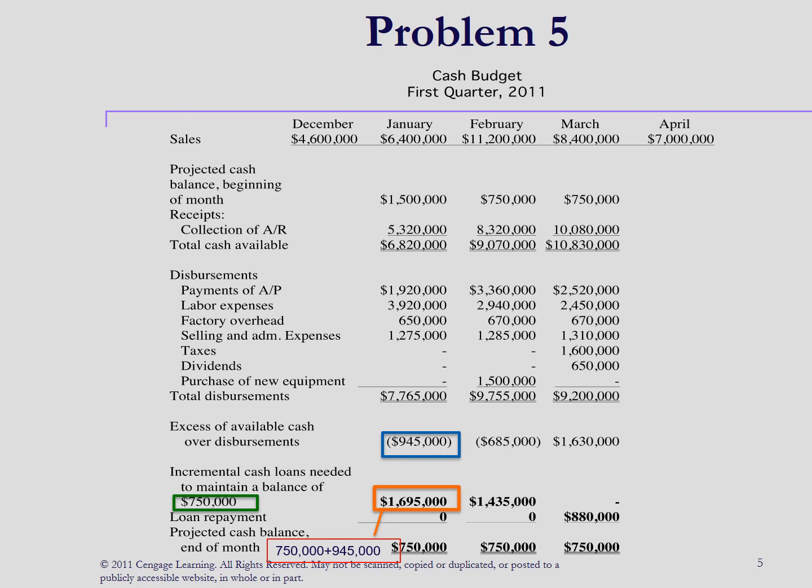At the end of February, there is cash shortage of $685,000. To maintain the desired cash balance of $750,000, the company needs cash loans of $1,435,000, calculated by the desired cash balance plus the amount of cash shortage. At the end of March, the available cash is $1,630,000, larger than the desired cash position of $750,000. The company can pay off cash loans of $880,000.